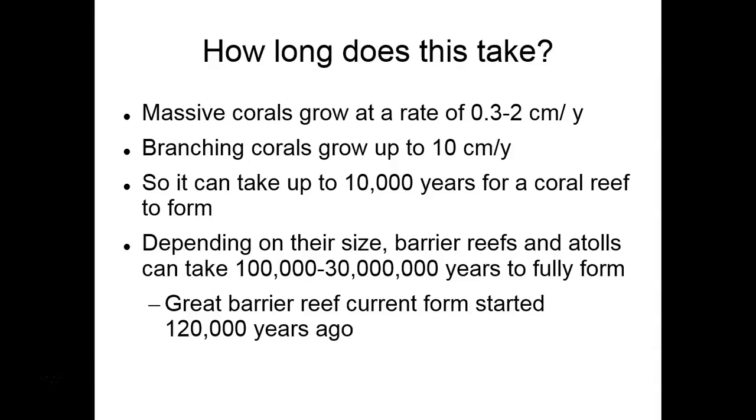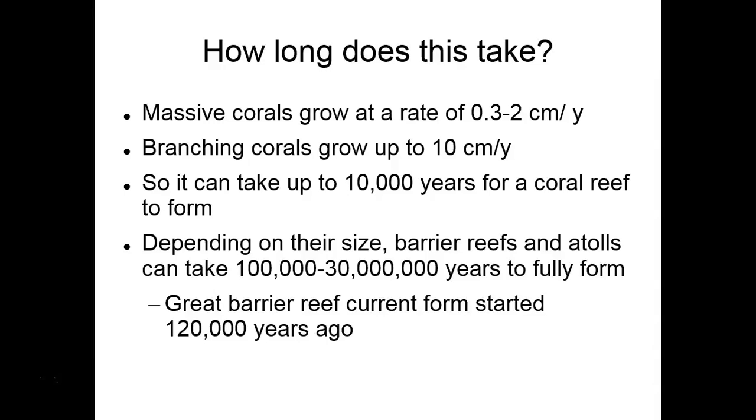The reason for the branching corals to need to grow faster is that they are often broken away by strong storm activity and wave activity. So if they're not growing quickly, that wave activity and storm activity can break them away, and then they would just basically be shrinking rather than growing. Therefore it can take up to 10,000 years for a coral reef to form. That's a really long time.